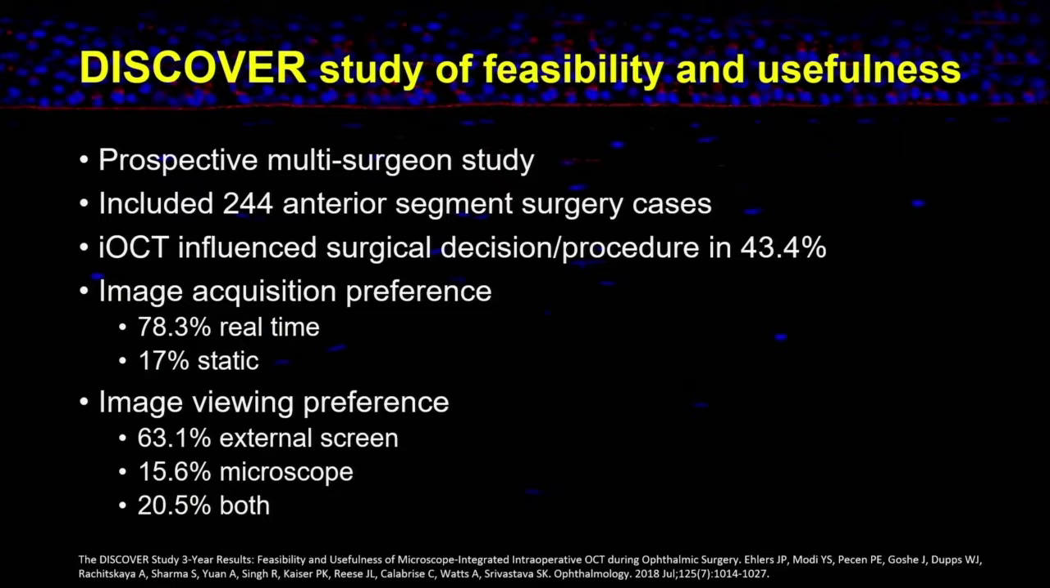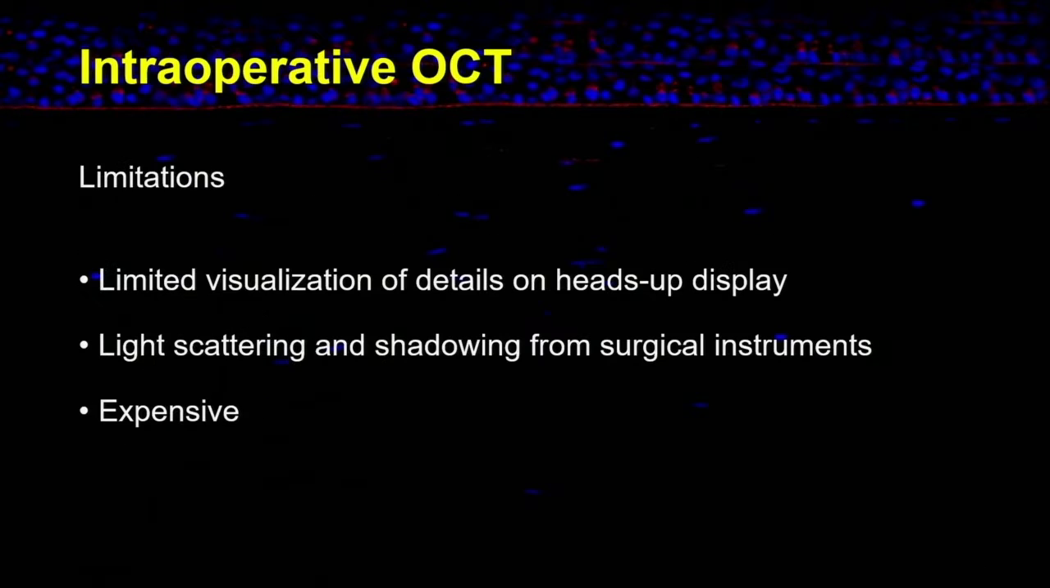That was the main preference of surgeons, and they preferred to view the images on the external screen rather than looking through the microscope. One of the reasons for this is that the image that you see in the heads-up display is not nearly as detailed as what you see on the external screen. One of the other problems is that you do get light scattering and shadowing of the images if you've got metallic surgical instruments in the field. But people are looking at developing OCT-compatible instruments to overcome this.